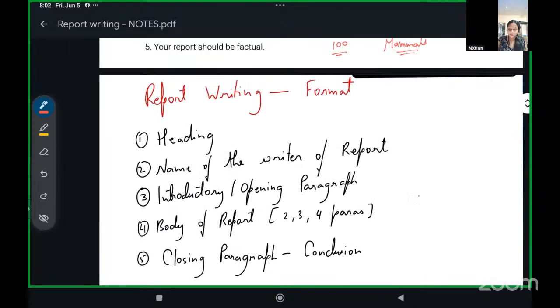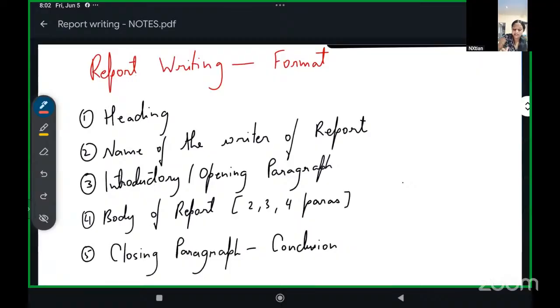Now, report writing format. First, we start with the heading. Then we write the name of the writer. Then we write an opening paragraph, body, and closing paragraph. The opening para means introduction. Here you will introduce the topic about which you are writing. Then the body of the report: you will elaborate the topic and explain it in more detail.